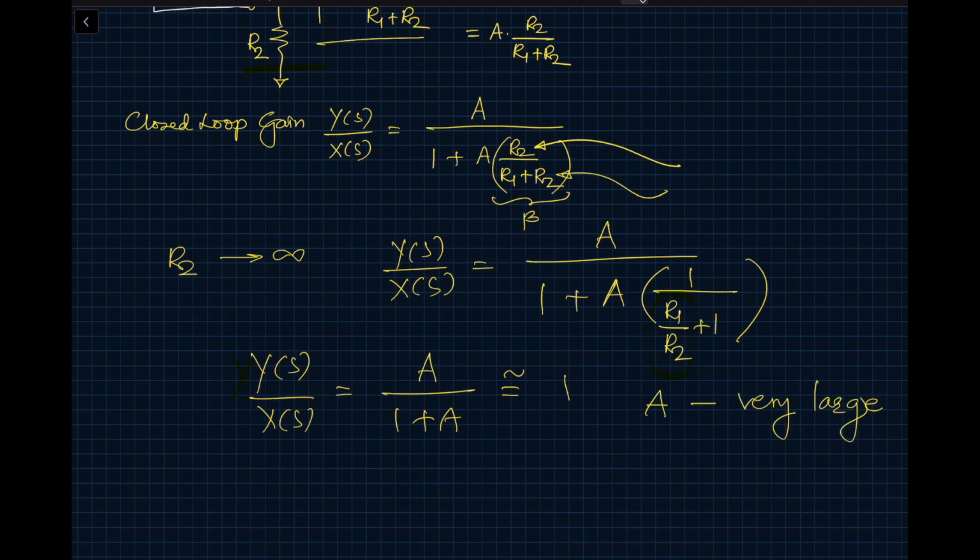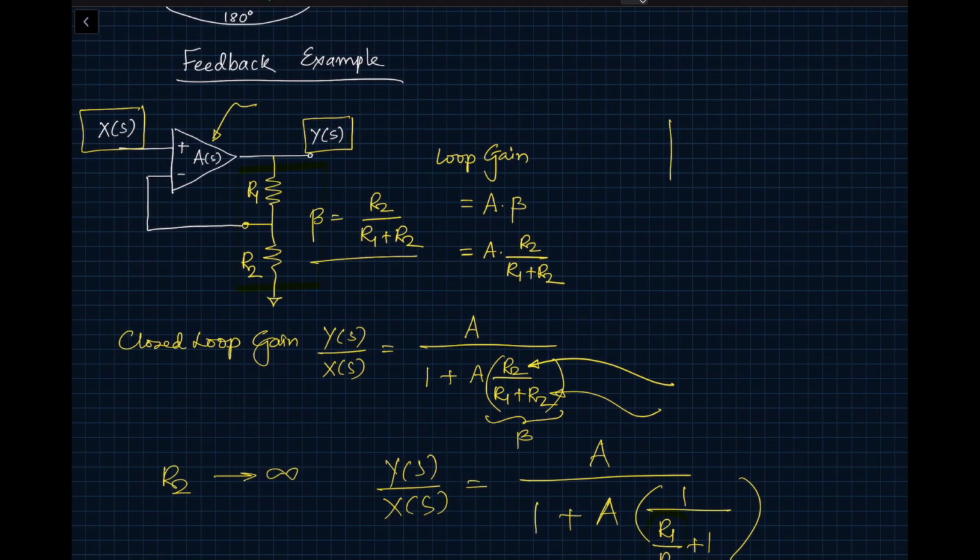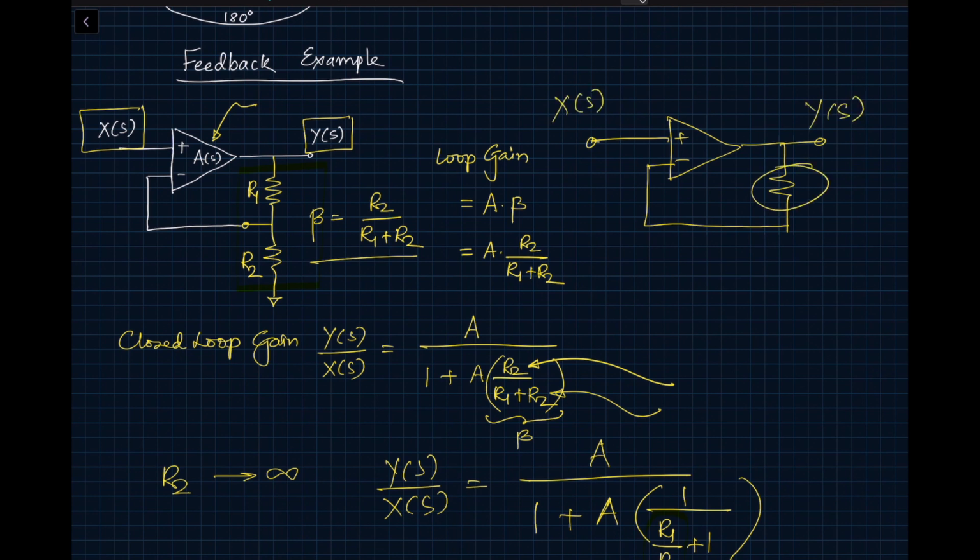And if we draw the circuit that we are used to, it's going to look like this. If we are saying that R2 is infinity, the circuit is going to look like this, and this is nothing but our unity gain amplifier. This resistance doesn't do anything because there is no current flowing through that resistance, and this is equivalent to what we have learned earlier, which is this, with X(s) and Y(s).